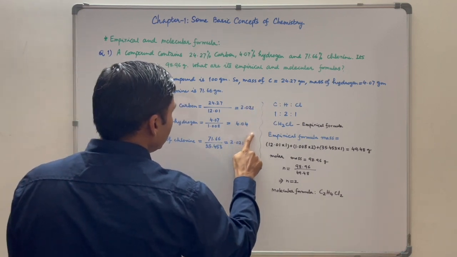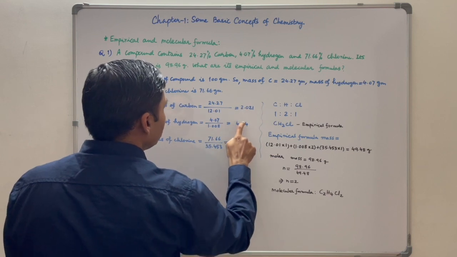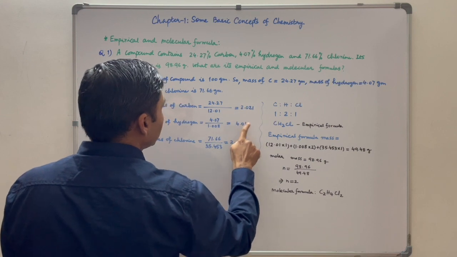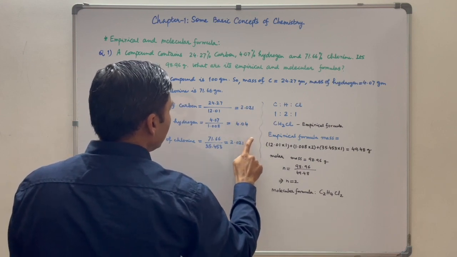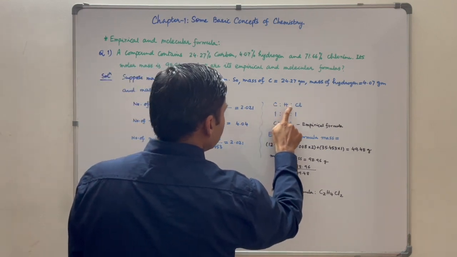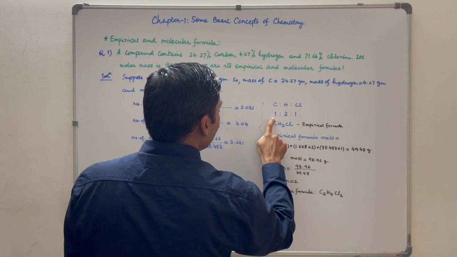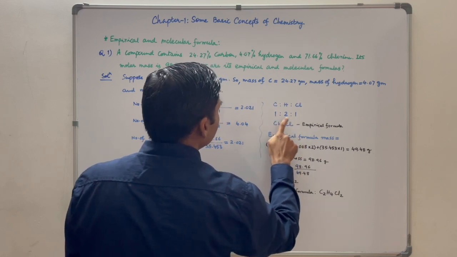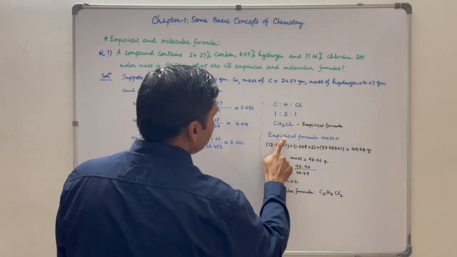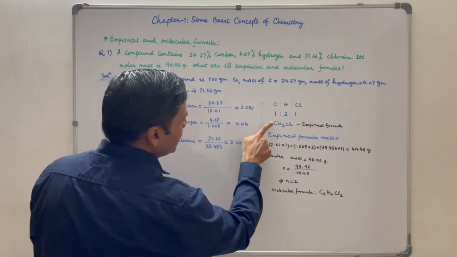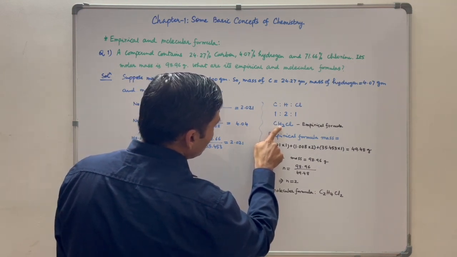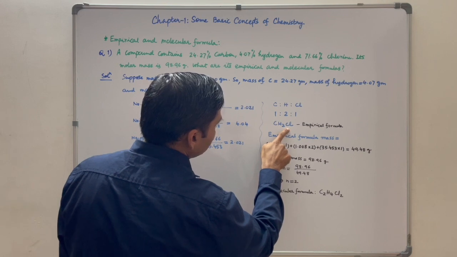Now divide all three by the smallest number among them. So smallest is 2.021. When you divide all three, that comes out to be 1, 2 and 1 respectively. So ratio of carbon, hydrogen and chlorine by weight is 1:2:1. So empirical formula will be CH2Cl. Now let us calculate empirical formula mass. So it will be 12.01 into 1 plus 1.008 into 2 plus 35.453 into 1.